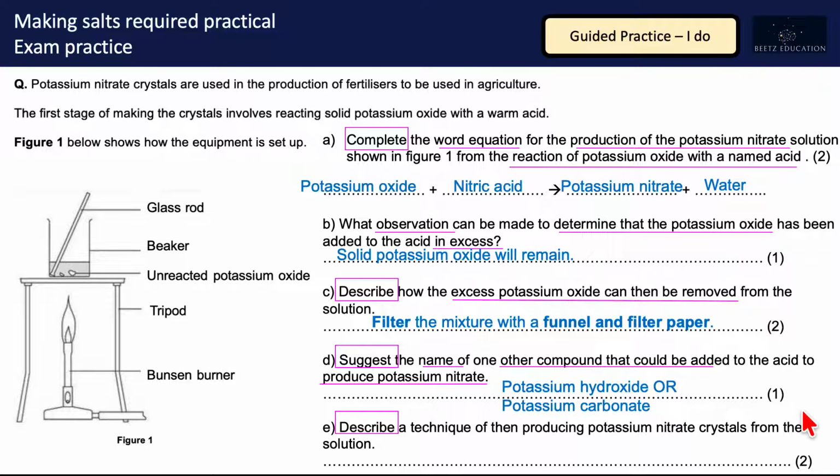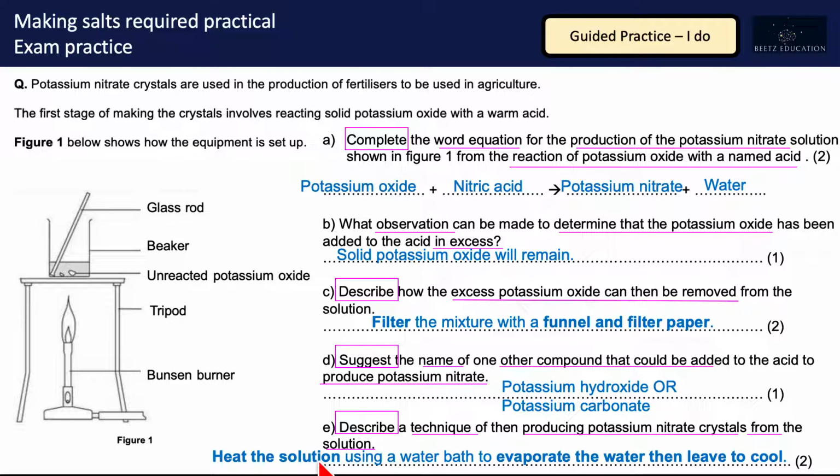And finally, I've been asked to describe a technique, in other words, a method of producing potassium nitrate crystals from the solution that I've formed. So I've taken out the excess base, and now what I'm left with is potassium nitrate dissolved in water. I want to get rid of the water. How am I going to do it? I heat the solution. That gets me a mark. To evaporate the water, then leave it to cool. Okay, that's required for the second mark there.